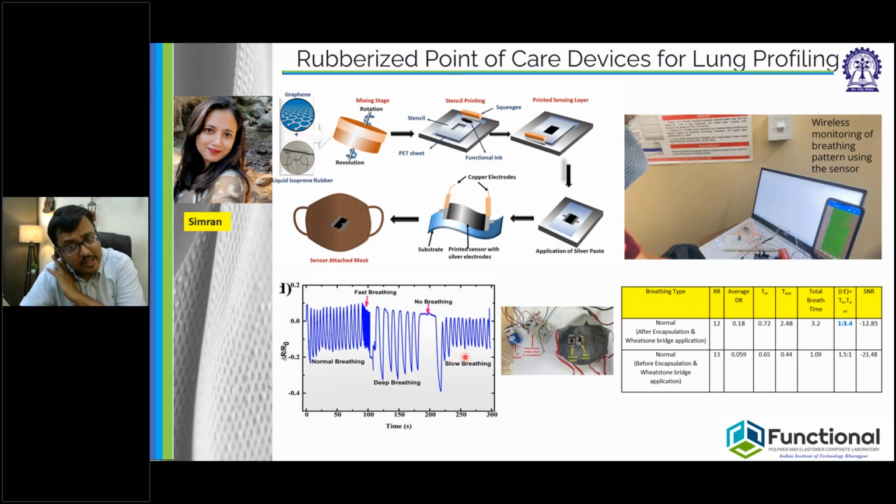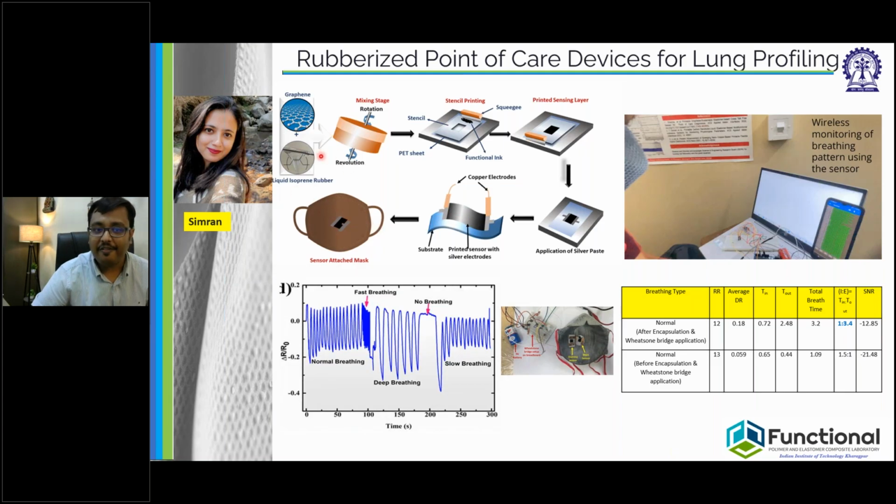Now coming to the materials perspective, what we did is that we have taken graphene as the filler and we have taken liquid isoprene rubber. Why we have taken liquid isoprene rubber, I will come to shortly. And we have used a planetary centrifugal mixing technique to make this particular ink. And like I mentioned, using a stencil printing technique, we established this sensor and attached it to the mask.